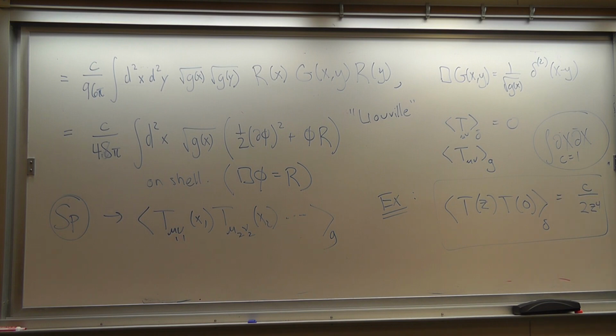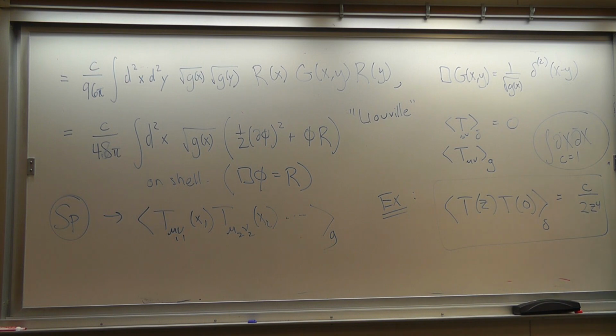So if you remember, the way I introduced c was I said the trace anomaly was c over 12 times the curvature. Well, another way of introducing c is to look at the 2-point function of the stress tensor, and c equals 1 is the free boson, c equals 1/2 is the free Majorana-Weyl fermion. And more generally, you can think of the central charge c as a measure of the number of degrees of freedom. So 7 free bosons has central charge 7.